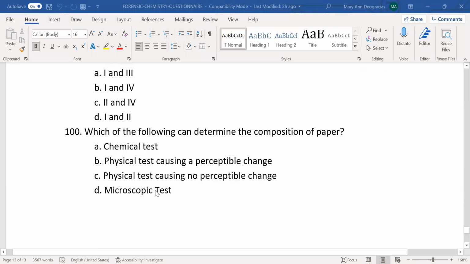All right, last. Which of the following can determine the composition of paper? Okay, A. So, A.